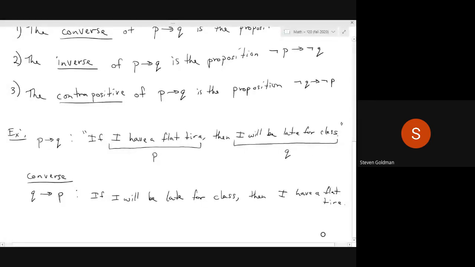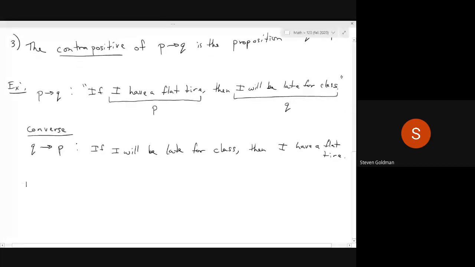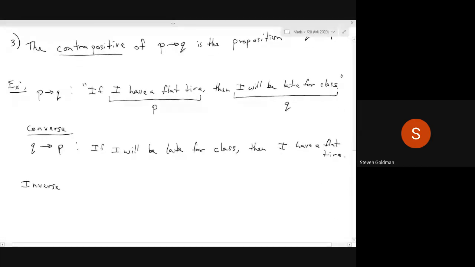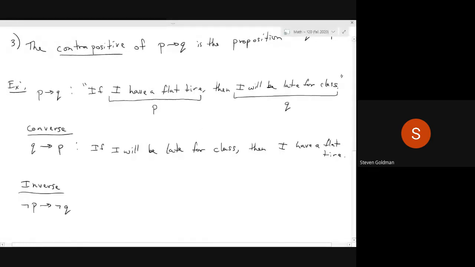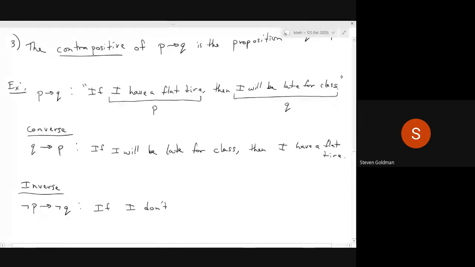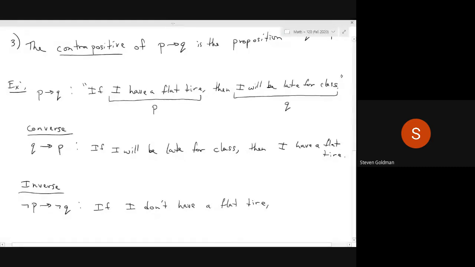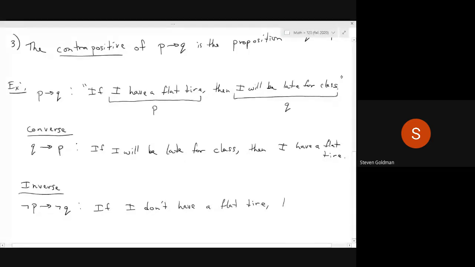We switch the two. The inverse of this sentence would be the sentence if not P, then not Q. Where we don't switch them, we just negate them. So that would be the sentence: if I do not have a flat tire, then I will not be late for class.